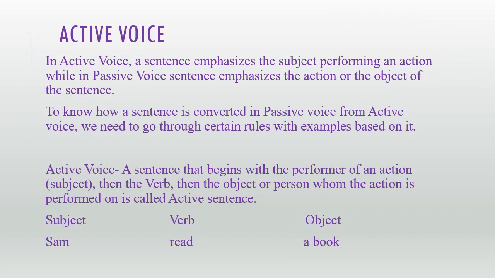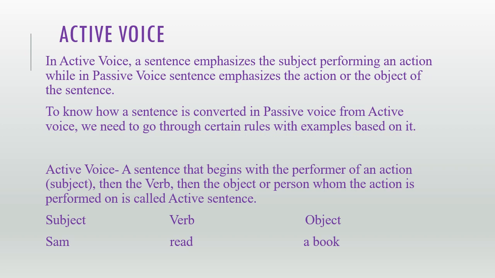a sentence emphasizes the subject performing an action, while in passive voice, the sentence emphasizes the action or the object of the sentence. To know how a sentence is converted to passive voice from active voice, we need to go through certain rules with examples based on it.